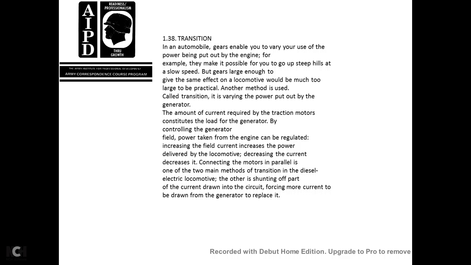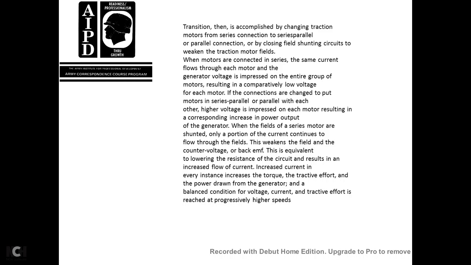Connecting the motors in parallel is one of the two main methods of transition in a diesel electric locomotive. The other is shutting off part of the current drawn in the circuit, forcing more of the current to be drawn from the generator to replace it. The transition then accomplishes the changing of the traction motors from series connection to parallel connection by closing the field circuits, weakening the traction motor fields.